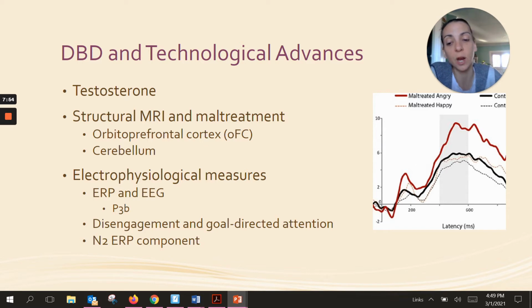N2, which is an ERP component, shows that children who are maltreated will attend to angry faces even if they're instructed to ignore them. Task-irrelevant angry faces, so having some type of angry face in the background that had nothing to do with the task at hand, predicted poor performance. The severity of maltreatment predicted the attention to anger.